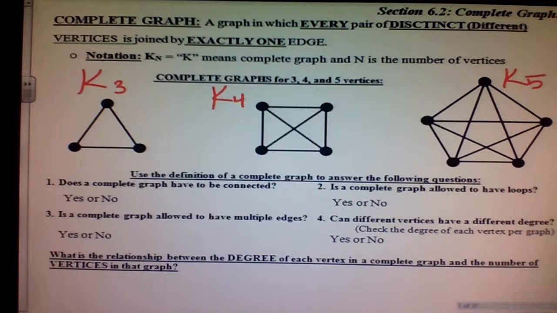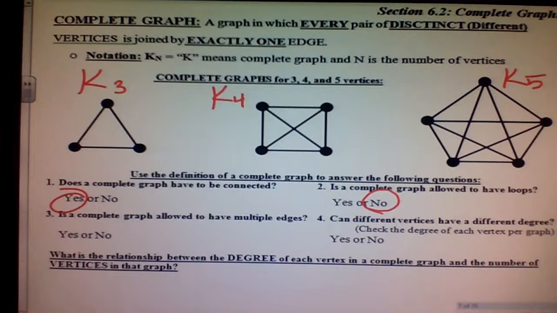So, use the definition of a complete graph to answer the following question. Does a complete graph have to be connected? Yes. Absolutely. Is a complete graph allowed to have loops? No. Remember, it says every pair of distinct vertices has exactly one edge. So that means you have to have 2 separate dots and an edge in between. You cannot have an edge that goes back to a dot. So if it is a complete graph, it must have absolutely no loops.